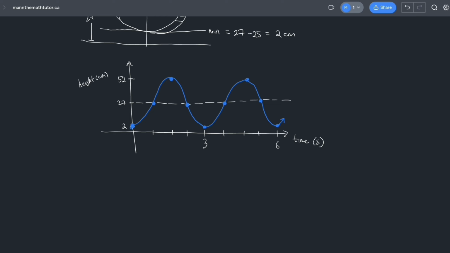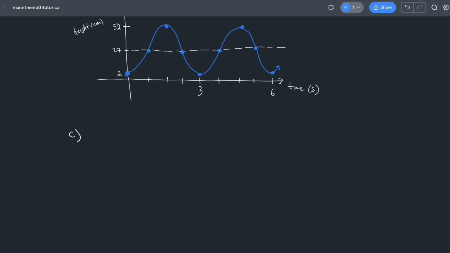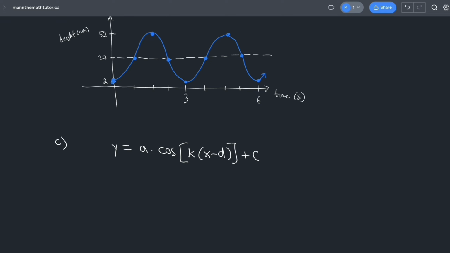I'm actually more inclined to do part C first, since that's going to be a little bit easier. We know that we're trying to base this off a cosine graph, and we know that a cosine graph can be represented with this general equation right here. So let's go and find each of these components: the A, K, D if there's any, and then the C as well.